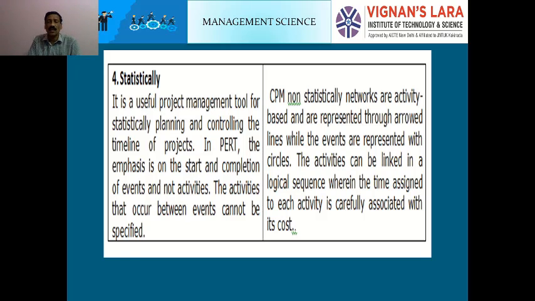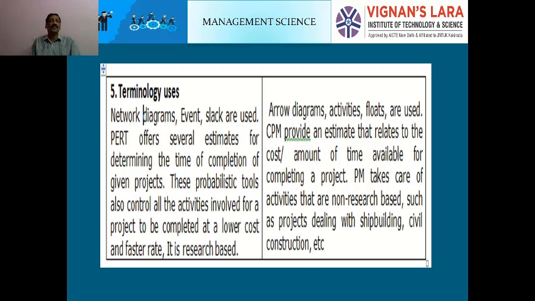Here cost is associated with reference to time: how much time is required and how much cost is to be incurred, and how to minimize both uncertainties. The first difference is terminology use. What terminology is used in PERT and what terminology is used in CPM.